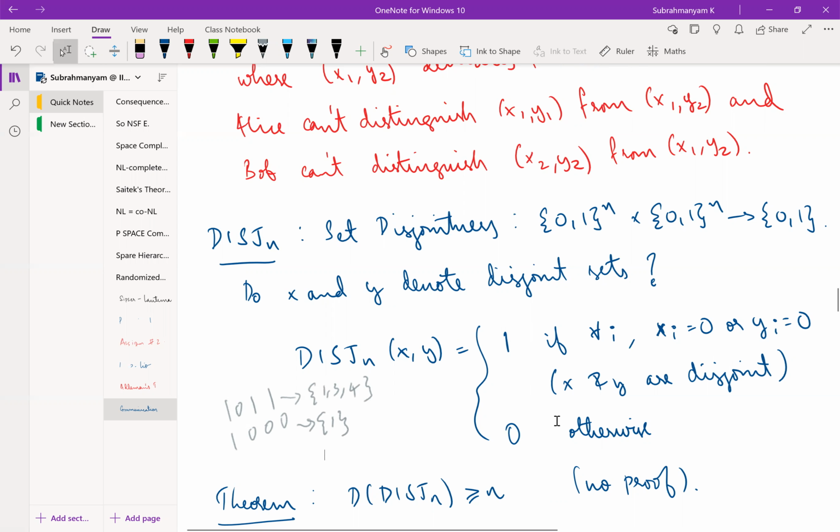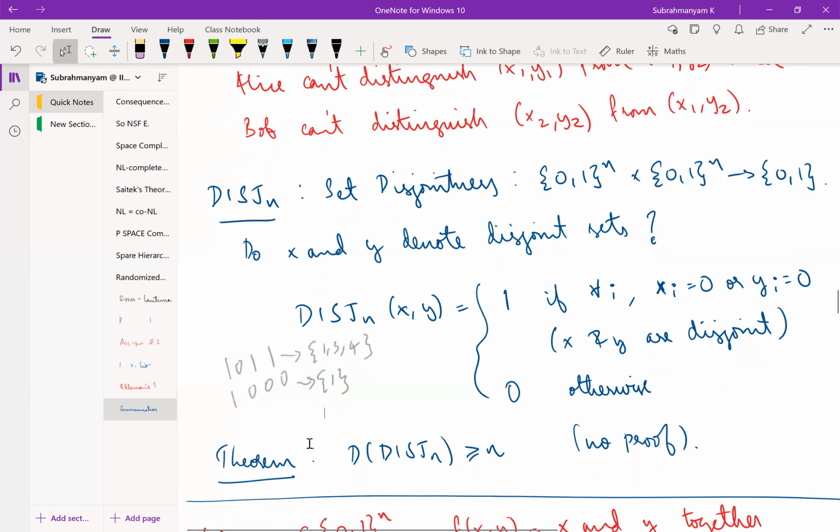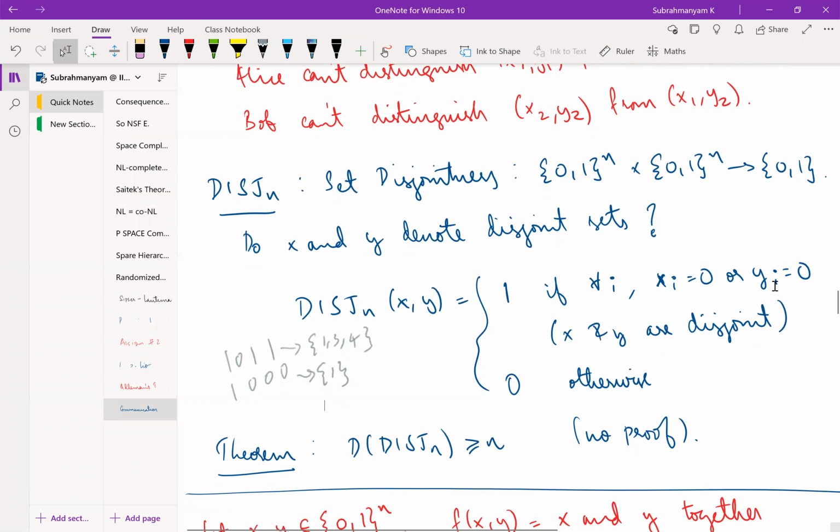Here it will say it is not disjoint because for the first coordinate, first index, neither x_i nor y_i is zero. Both of them are one. So that is the only complementary condition here: there exists an i such that x_i is one and y_i is one, which means there is an intersecting coordinate.